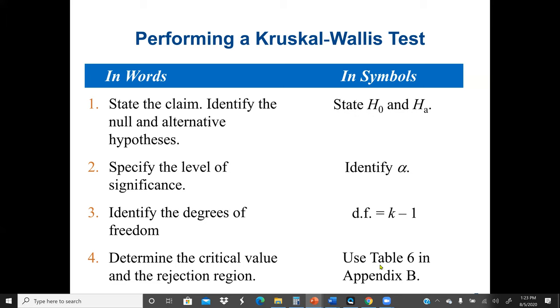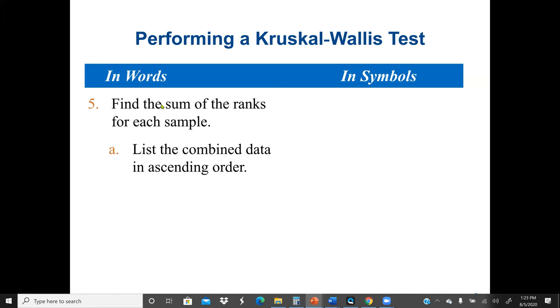Here we use the chi-square table. Use Table 6 in Appendix B again; Table 6 is the chi-square table. Then we find the sum of the ranks for each sample. List the combined data in ascending order, which is what we did previously in the rank test also. Then we rank the combined data.